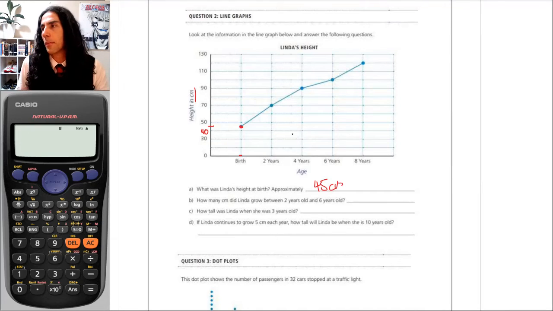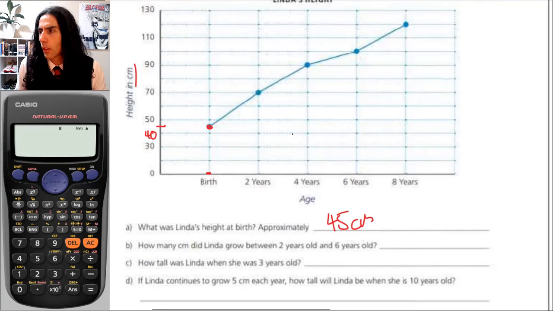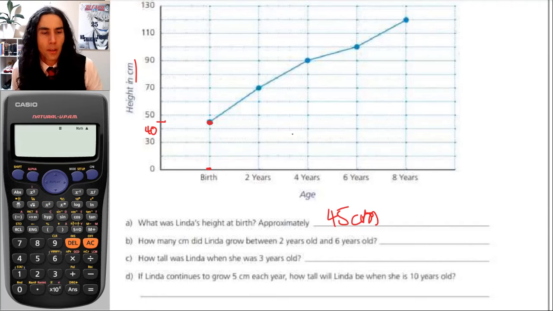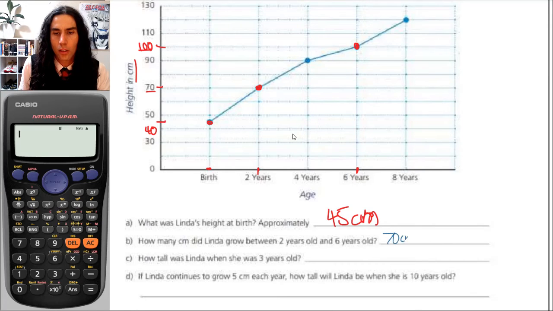I'm going to zoom in more. Zoom, zoom, zoom. 45 centimeters. How many centimeters did she grow between 2 years and 6 years? So 2 years, she's there, and then 6 years, she's there. So where's she at 6 years? 6 years across here, between 90 and 110 is 100, and she's down here at 70 before. So she went from 70 centimeters to 100 centimeters.